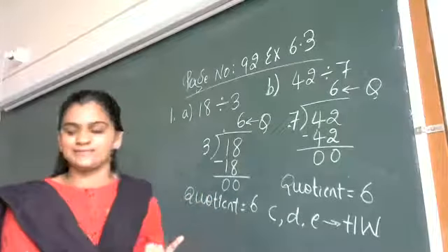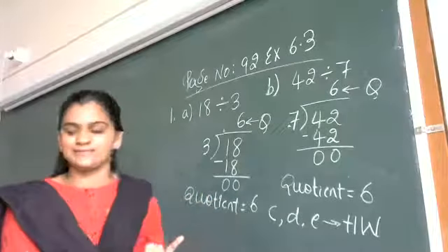How many stars? There are 28 stars. It is groups of 4. They have told you how to make groups of 4. Groups of 4 meaning, tell me how many groups are made?